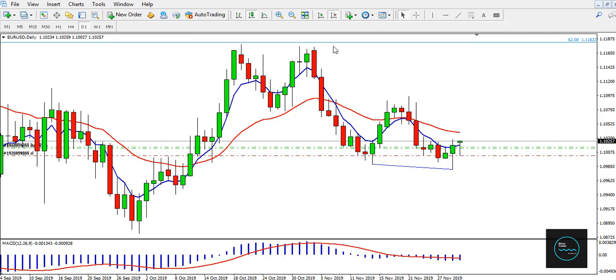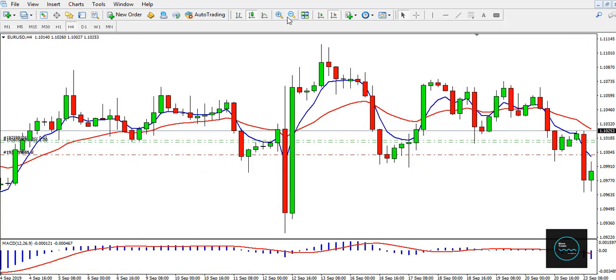So from a position point of view, my target will be in this region. As you can see, I have not set a profit target yet. So let's go down to the 4-hour chart.